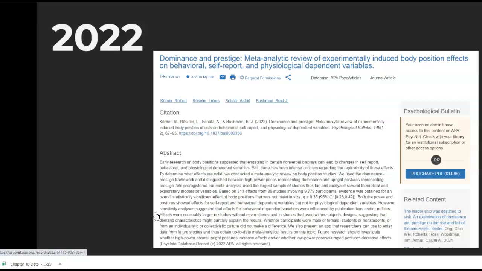Now, also what we point out is that we need to understand better what an appropriate control group is. You can compare a high power pose, where you're very expansive, like they often call it the Wonder Woman position, or a low power pose, where you're really scrunched in. But one could argue that a better control group is a neutral, just sitting normally position.